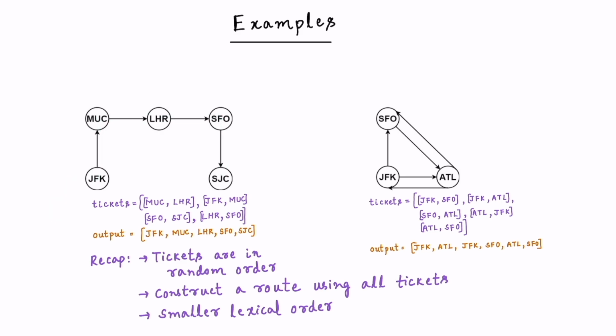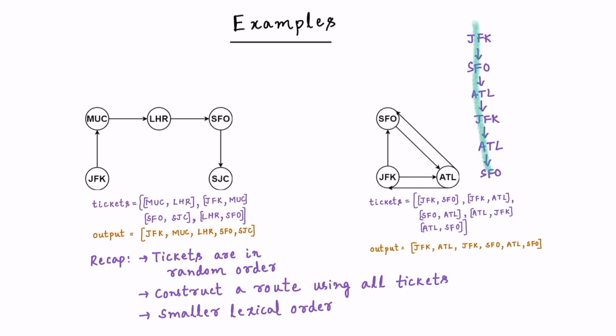Similarly, in example 2, we start from JFK to SFO, SFO to ATL, ATL to JFK, JFK to ATL, and ATL to SFO. That's one route that starts from JFK and visits all the edges. Let me write down the route here. I have written down the route here.